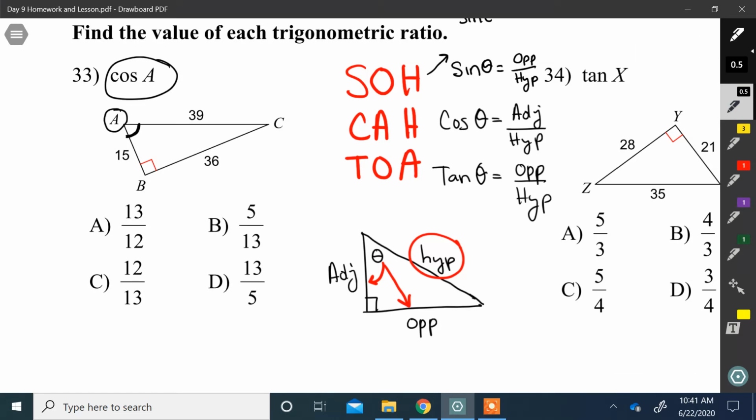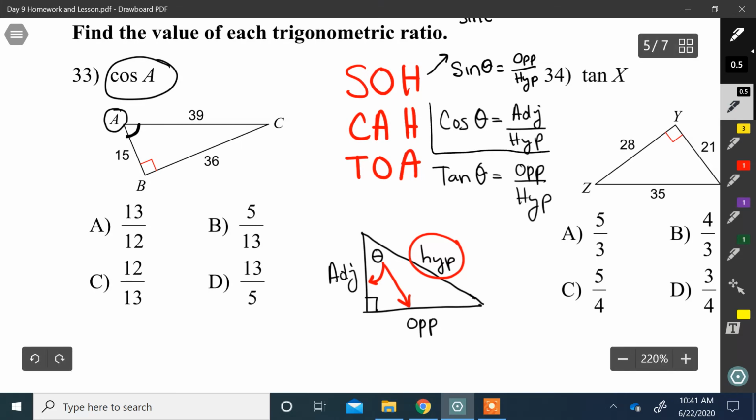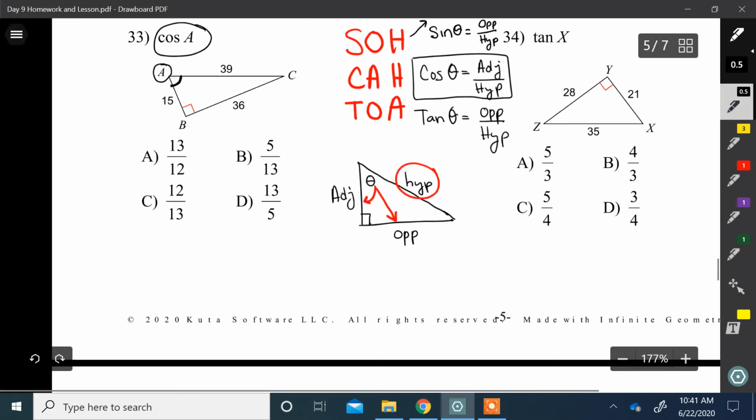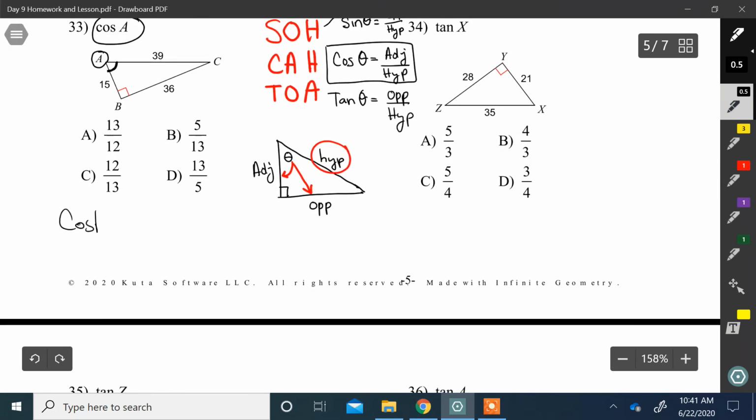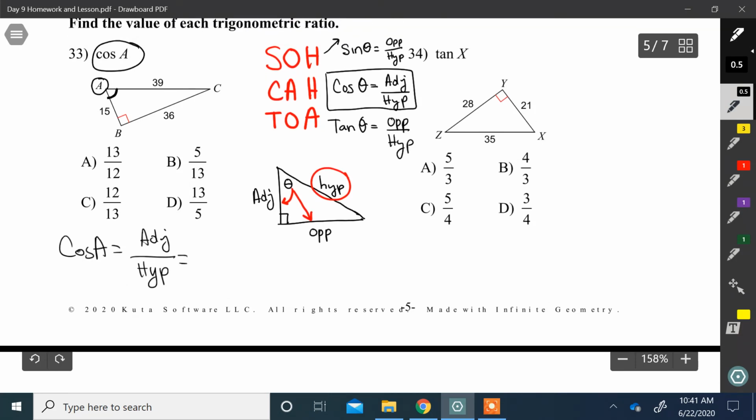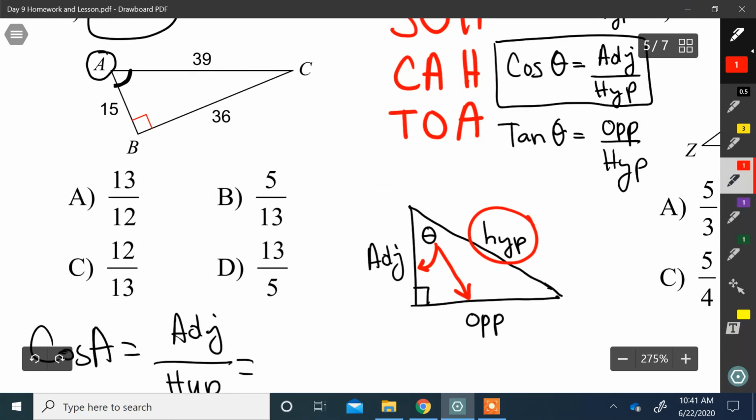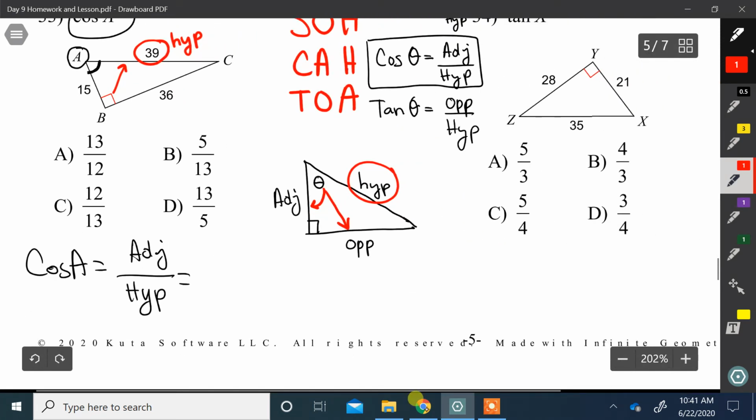Okay? So what is cosine of theta? It is adjacent over the hypotenuse. So cosine of A will be adjacent over the hypotenuse. Okay, so all I have to do is identify what's the adjacent and what is the hypotenuse. Like I mentioned before, the hypotenuse is always the side that is facing the 90-degree angle. So the hypotenuse in this case will be 39.